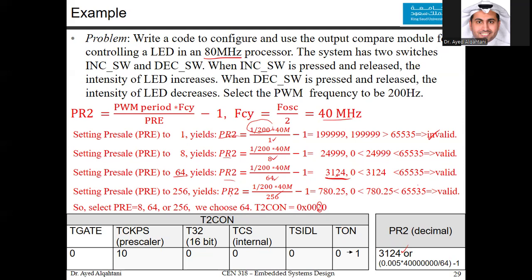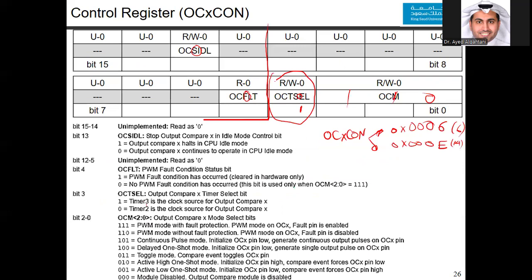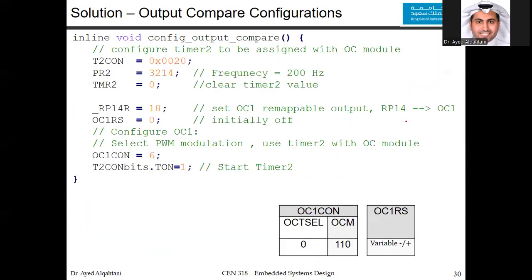Now for the output compare, we have only 2 choices, either this one or this one. So since we chose timer 2, our output compare control register will be 0x0600. And this is what we have in the program. As you can see, we configured the timer first, and then we set the output compare control register equal to 0x0600.